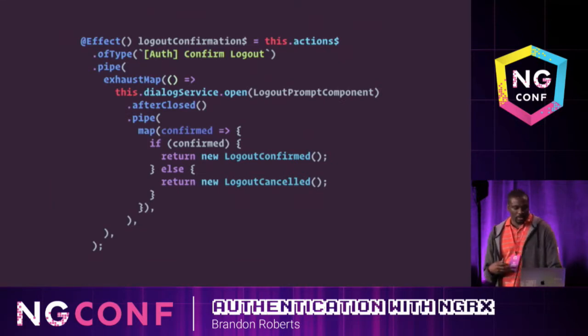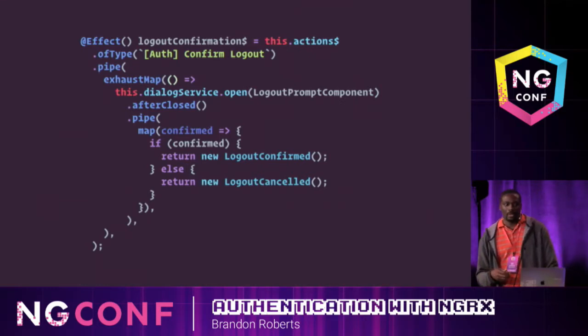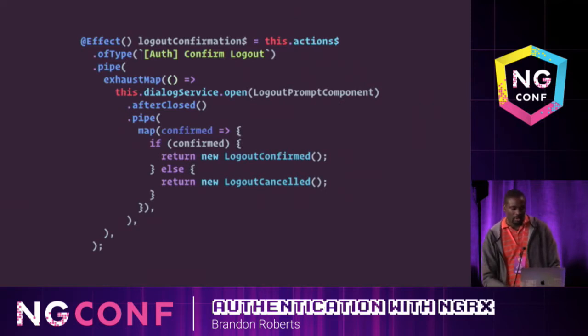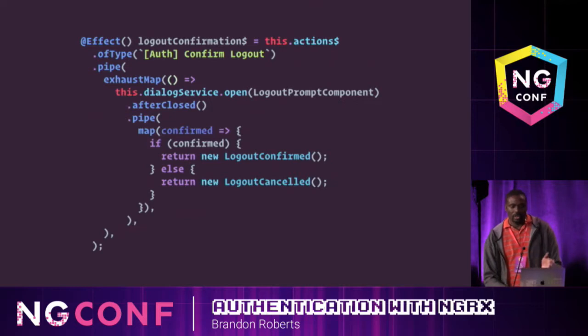Another question is how to handle dialogues. So when users click a logout button, you don't immediately log them out. You want to confirm their intent first. So here we are using an effect to prompt the user to confirm logging out using an Angular Material dialog service. Based on the user's feedback, if they confirm that action, we map it to a new action and start a new state transition to log out the user. If they cancel or dismiss the prompt, then we could just return an empty side effect.